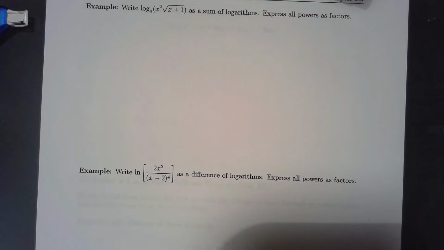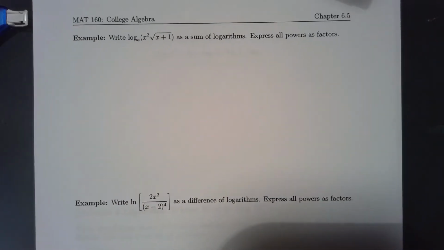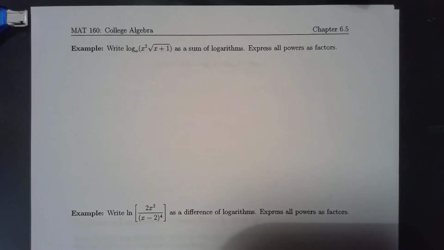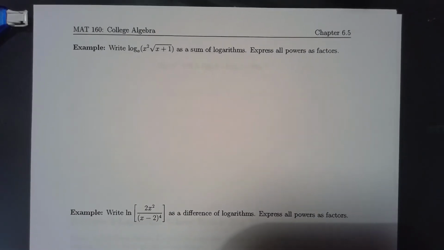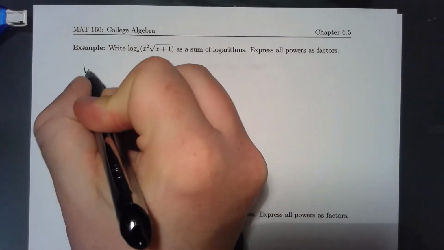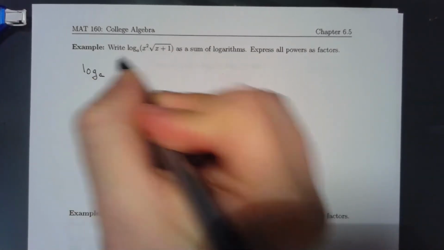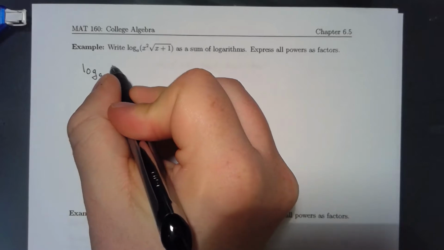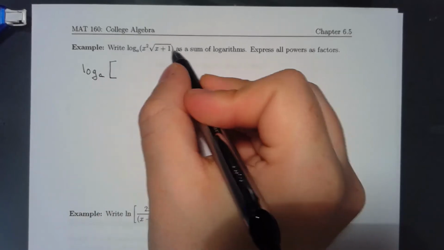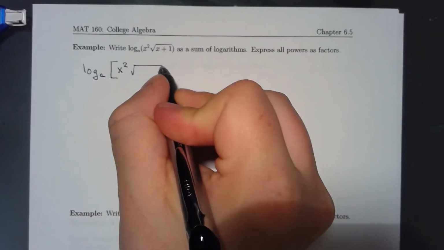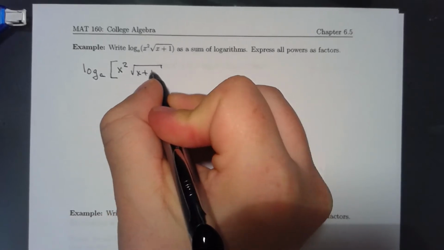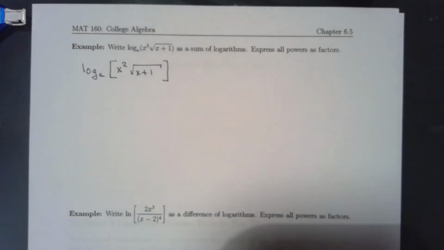So in these two examples, I say write this logarithm as a sum of logs. Express all powers as factors. Okay. So I have log base a of, I'll put brackets here, x squared times the square root of x plus 1.